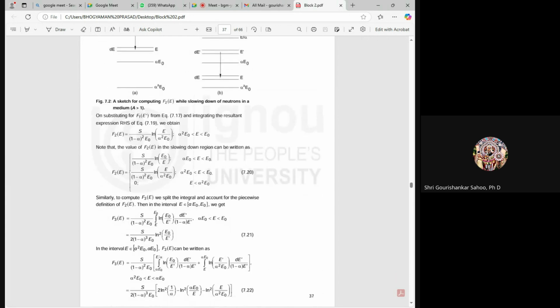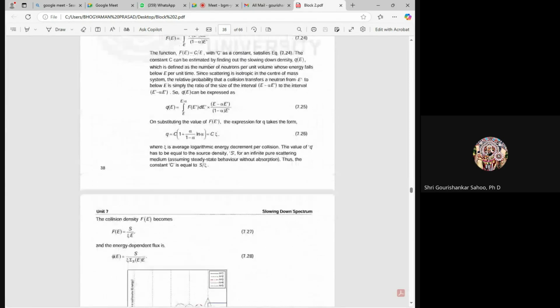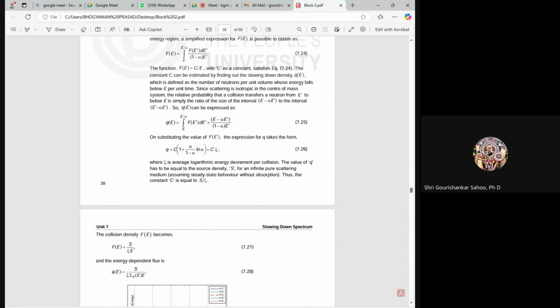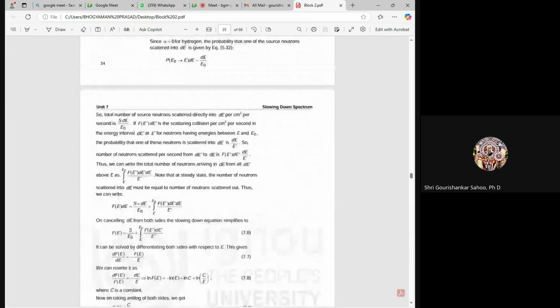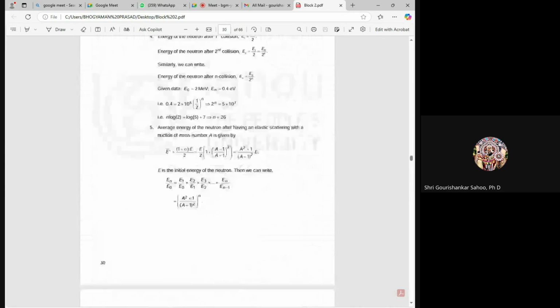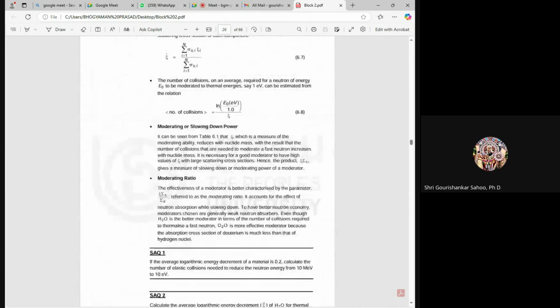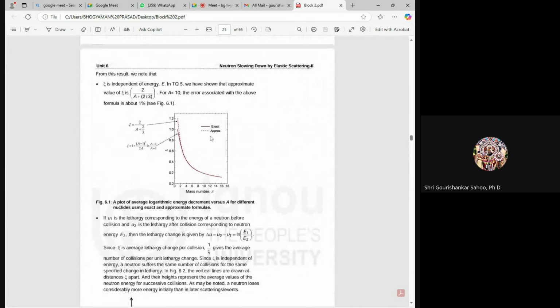And here you can see Q is equal to C (1 plus alpha) by (1 minus alpha) ln E, which is nothing but C times xi. Xi is the average logarithmic energy decrement per collision, which I have discussed earlier. See here, xi versus mass number A. As mass number A increases, for both the exact and approximate formula, the value of xi decreases logarithmically.